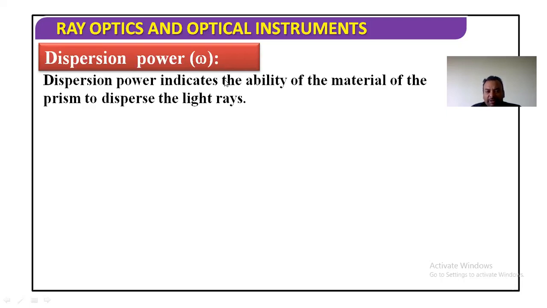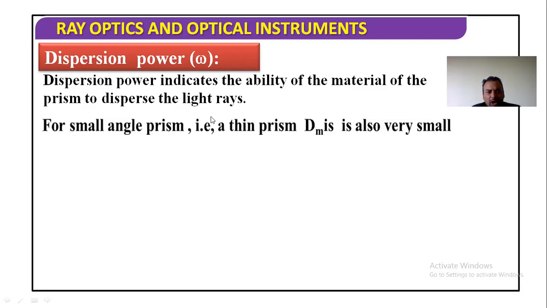So if the prism material is very good, then all the 7 colors, all the 7 wavelengths, will be properly separated. But if the material of the prism is not good, then it might be possible that the colors may mix together. It will become very difficult to see them separately. So it is the dispersive power which represents the separation of all the colors within the prism. Now, how to find out this omega?